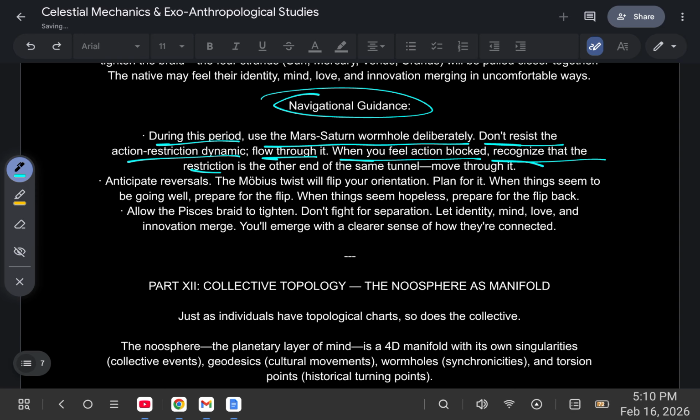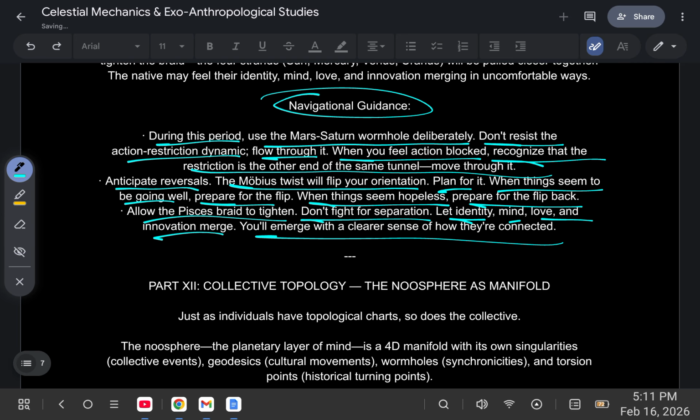The Mobius twist will flip your orientation. Plan for it. When things seem to be going well, prepare for the flip. When things seem hopeless, prepare for the flip back. And allow the Pisces braid to tighten. Don't fight for separation. Let identity, mind, love, and innovation merge. You'll emerge with a clearer sense of how they're connected.